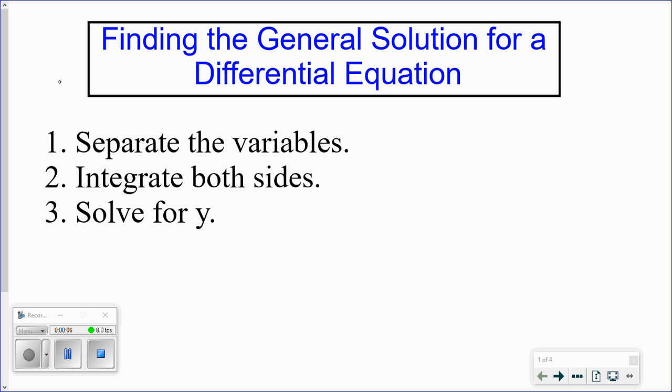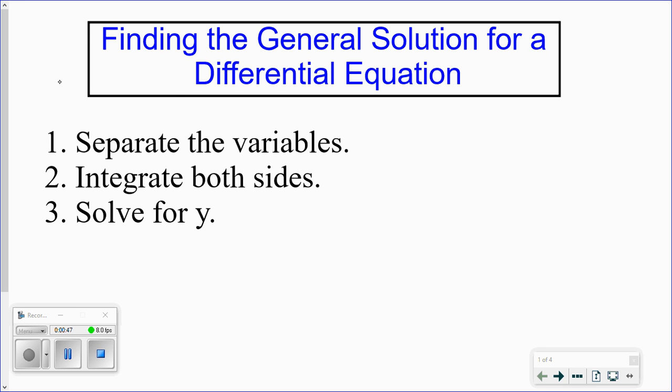Everyone, in this video I'm going to show you how to find the general solution for a differential equation. In our previous lesson, we talked about the fact that a differential equation is just an equation that involves a derivative, and we already learned how to separate the variables, which is the first step in solving differential equations. For what we're going to do today, the steps are: separate the variables, integrate both sides, and then solve for y.